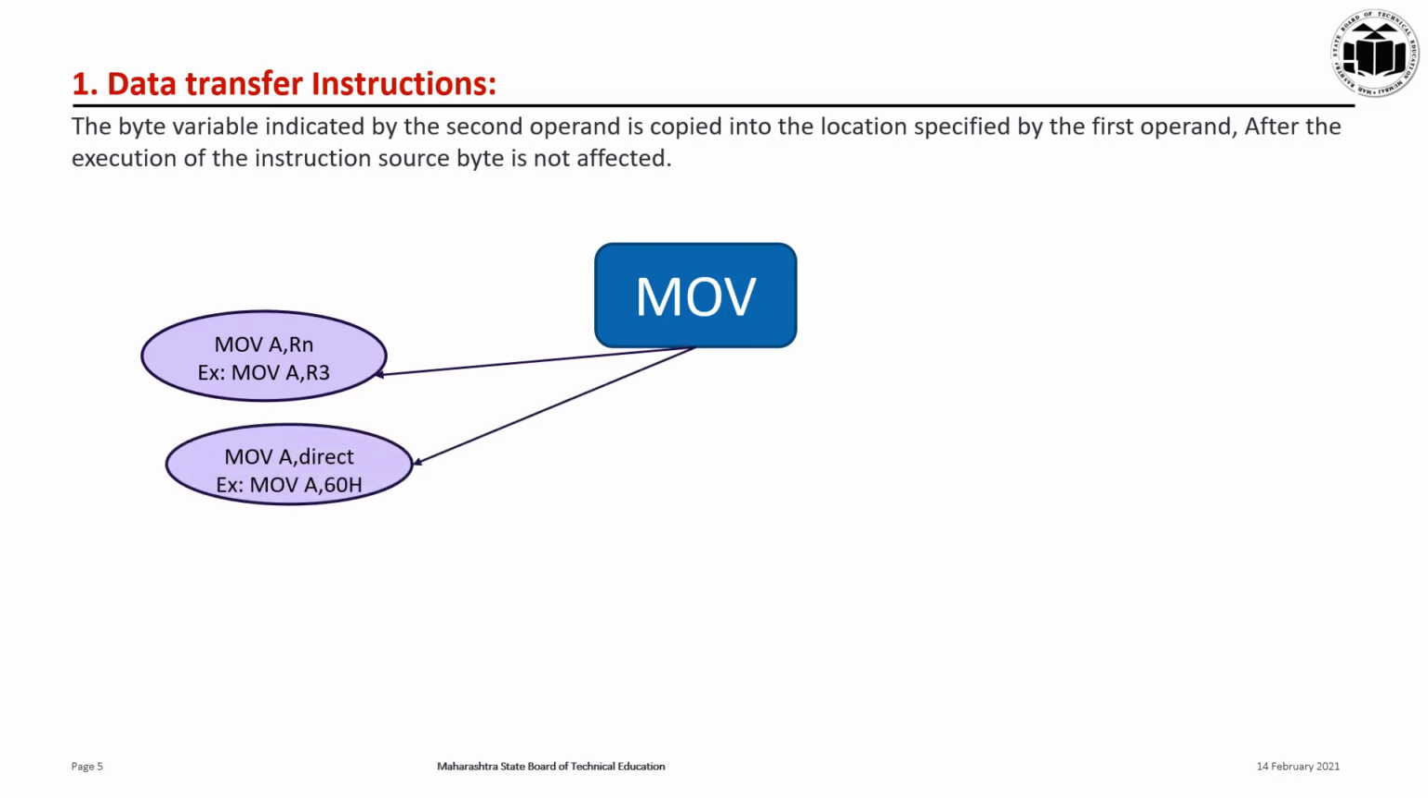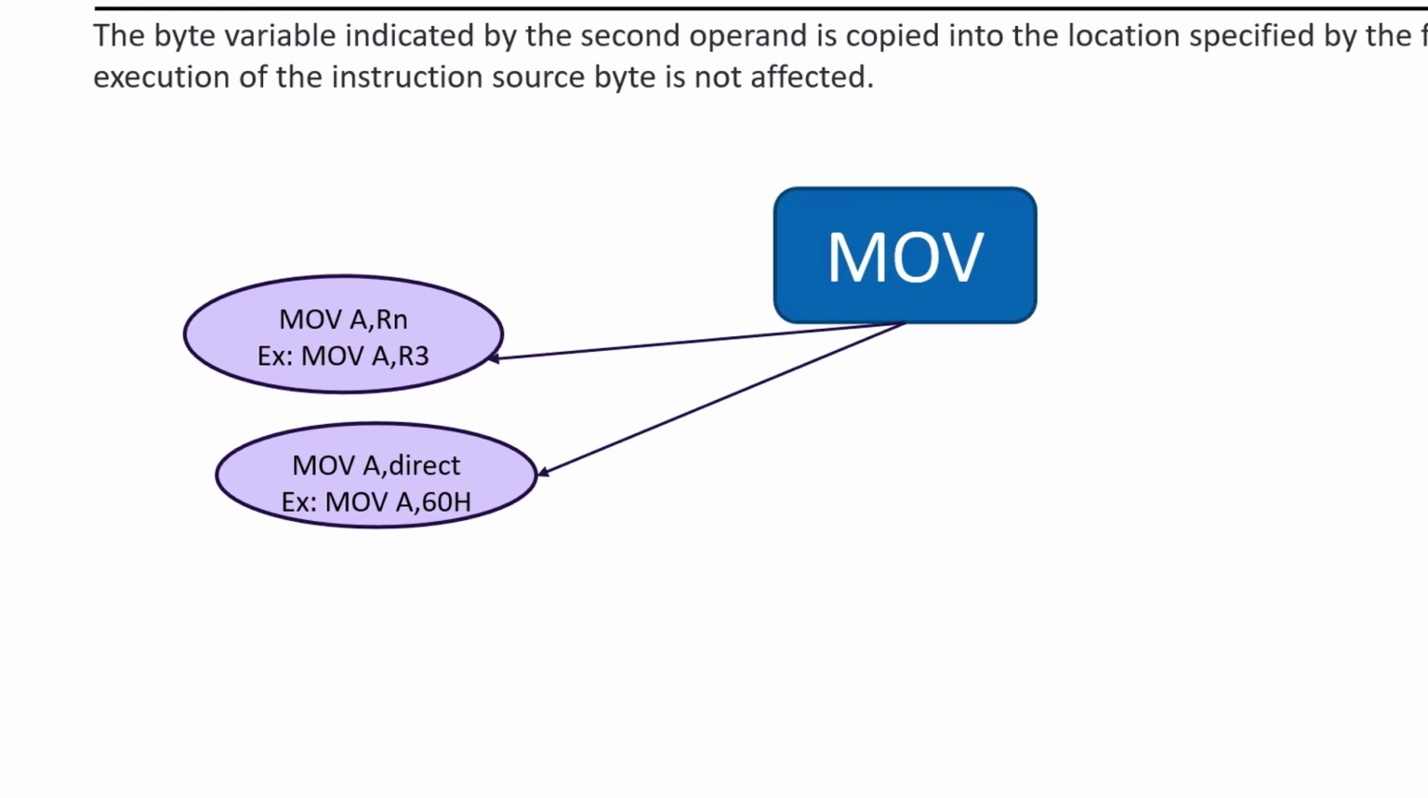MOV A, direct. In this, the direct address of the memory location is given in the instruction. This instruction moves the content of a direct internal memory location given in the instruction to the accumulator. For example, MOV A, 60H. After the execution of this instruction, the content of memory location 60H will be copied to the accumulator.